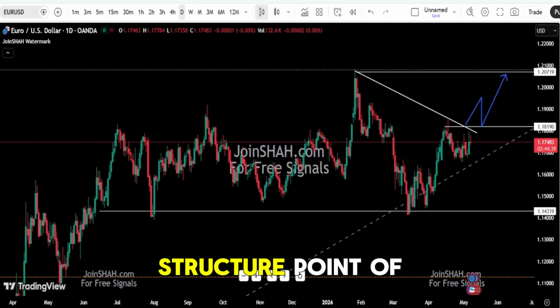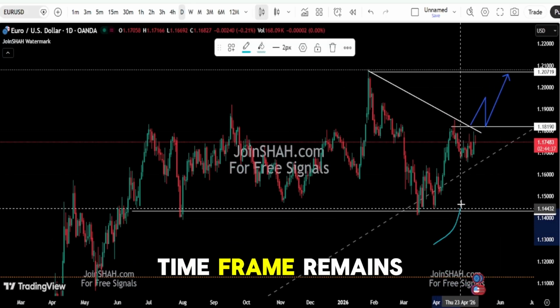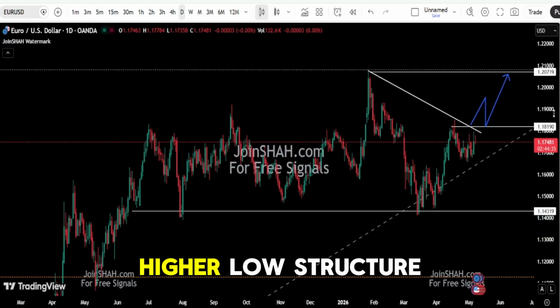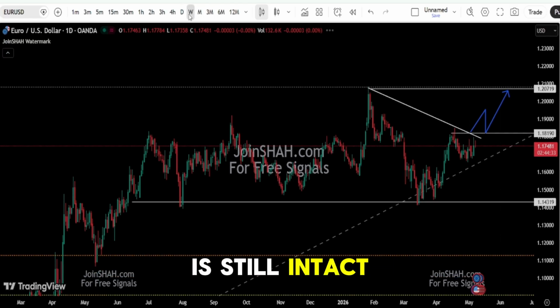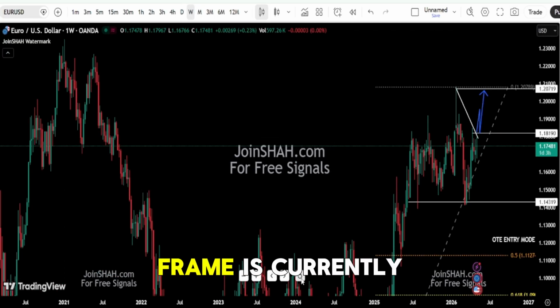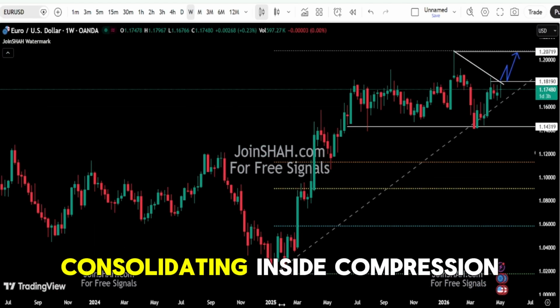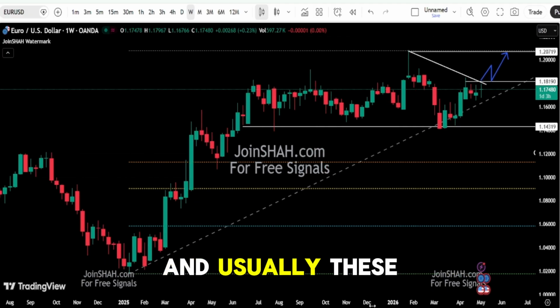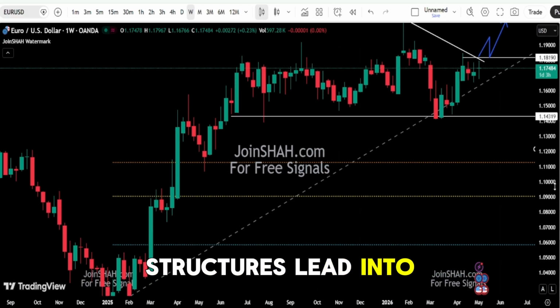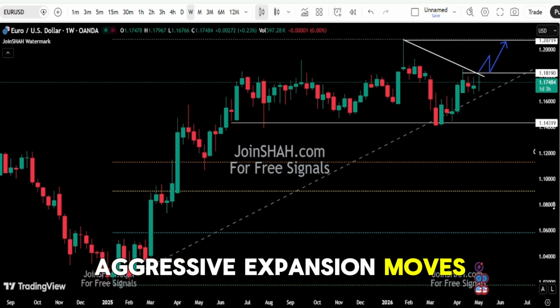From a market structure point of view, the weekly time frame remains bullish because the higher low structure is still intact. The daily time frame is currently consolidating inside compression, and usually these structures lead into aggressive expansion moves.